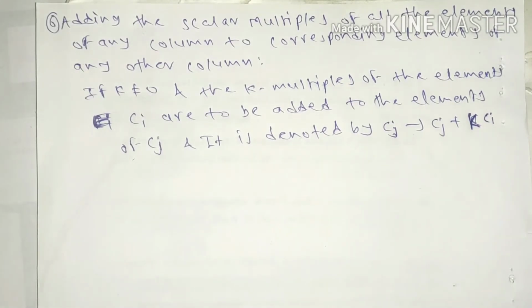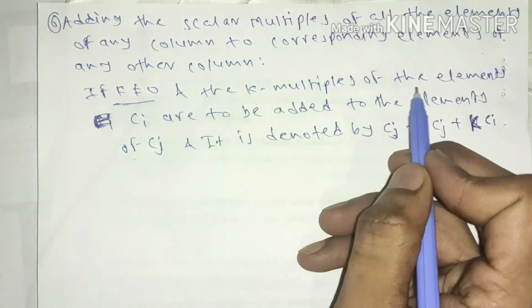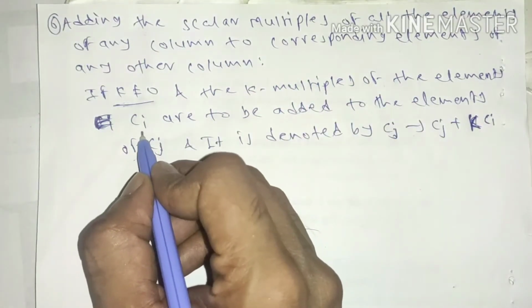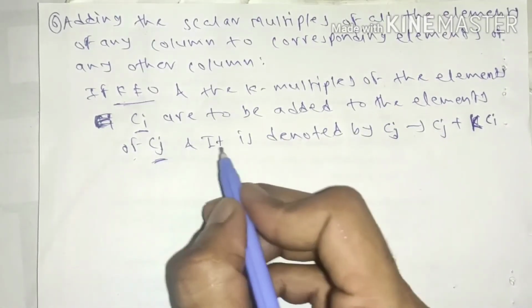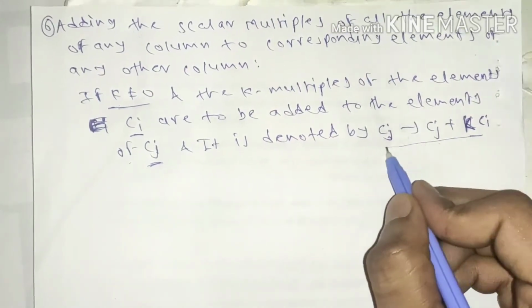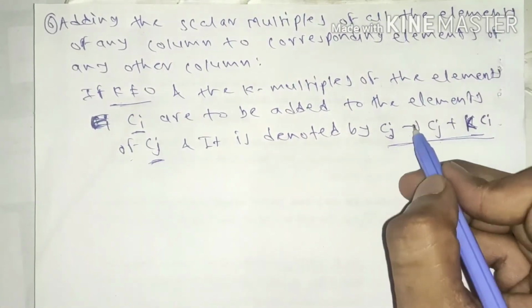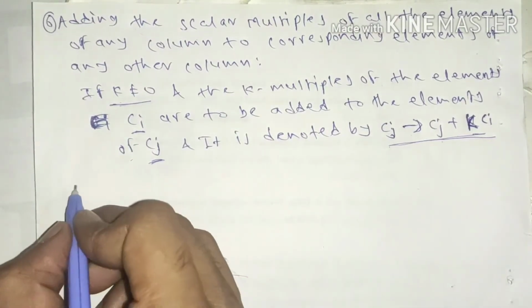Now we will see the last elementary transformation, that is adding the scalar multiple of all the elements of any column to the corresponding elements of any other column. So if k is a non-zero scalar, the k multiple of the elements of column Ci are to be added to the elements of column Cj, and it is denoted by Cj changes to Cj plus k times Ci. So here only the Cj-th column will be changed, the remaining columns are the same in the new matrix.